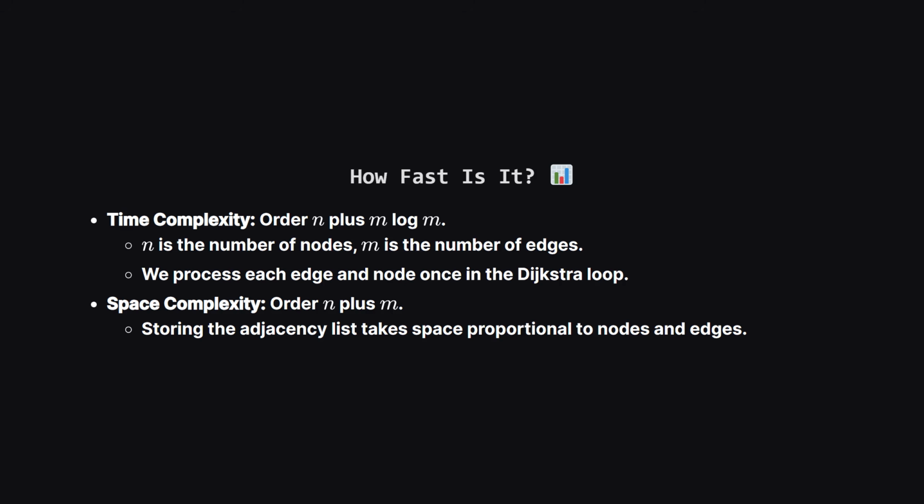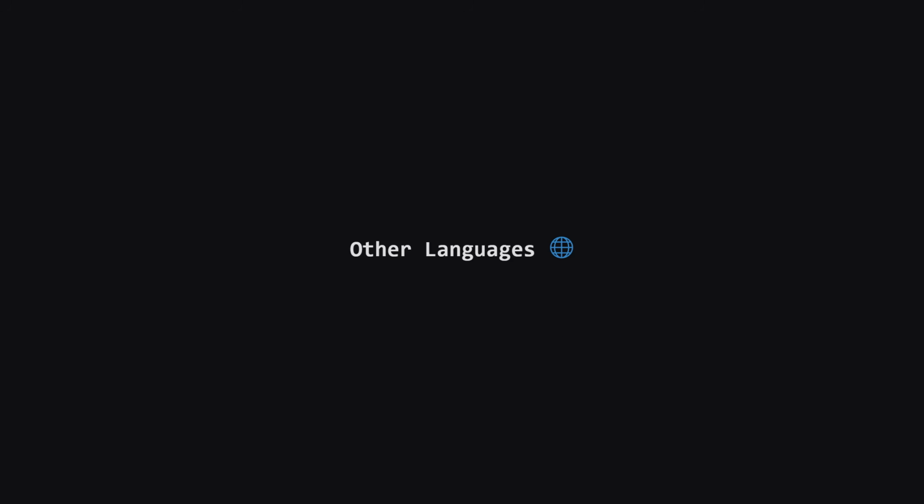Let's talk performance. The time complexity is big O of m plus m log m. That log factor comes from the priority queue operations. It's very efficient for a graph problem of this size. For space, we are just storing the graph and some distance arrays, so it's big O of n plus m. This should easily pass within the time limits on Leetcode. That wraps up the logic and Python version.